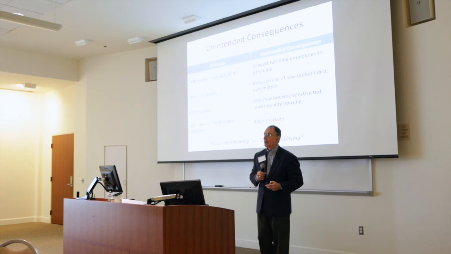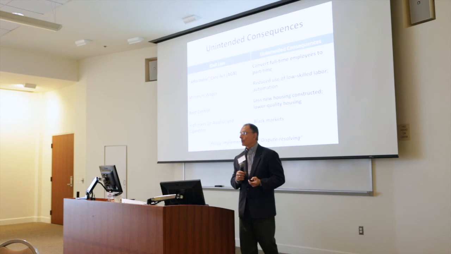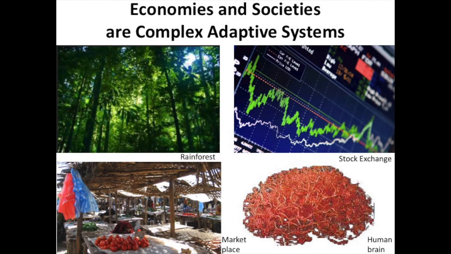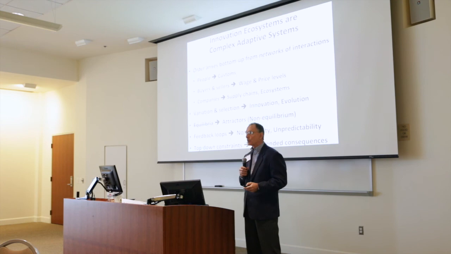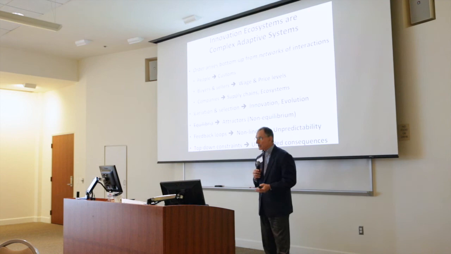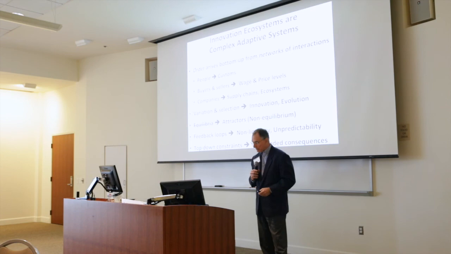Now, where do unintended consequences come from, and how is it that they arise? Well, they arise because economies and societies are complex adaptive systems. Complex adaptive systems are things like rainforests, stock exchanges, marketplaces, the brain. And they are systems in which order arises bottom up from networks of interactions of lots of individuals or agents, like people or neurons or species in a rainforest. People give rise to customs, buyers and sellers give rise to wages and price levels, companies to supply chains and ecosystems.